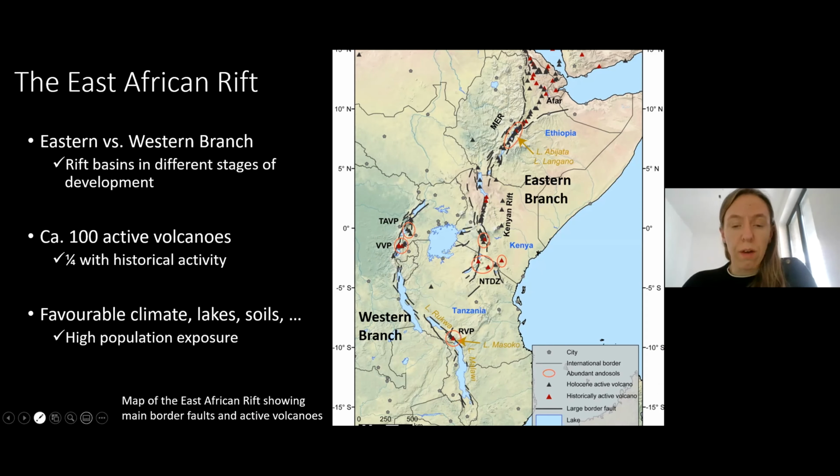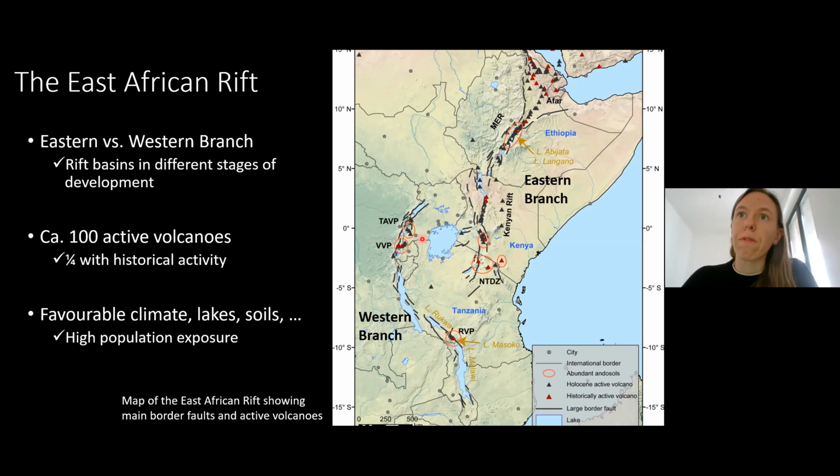For all the others, we have evidence that they might still erupt in the future as well, either because they're actively degassing or actively deforming, or because we have evidence from volcanic deposits that have been dated to be of Holocene age.